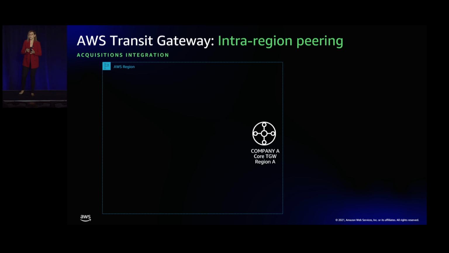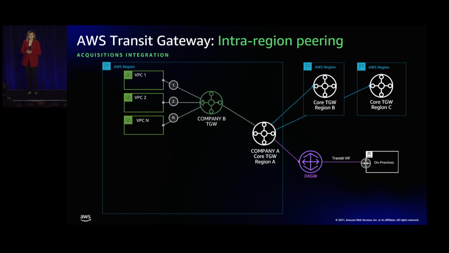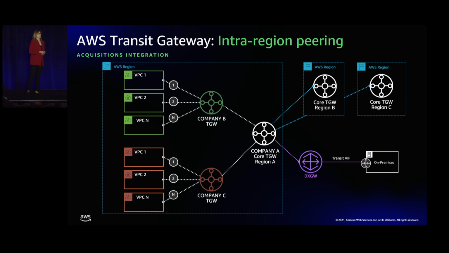Imagine you're a company and you already have your global infrastructure in AWS, you have Transit Gateways in multiple regions, you have hybrid connectivity. Now, with acquisitions, the need arises to integrate those acquisitions to the existing network, to give those services access to shared services. You want to have the ability of integrating that seamlessly, and that happens with intra-region Transit Gateway peering.